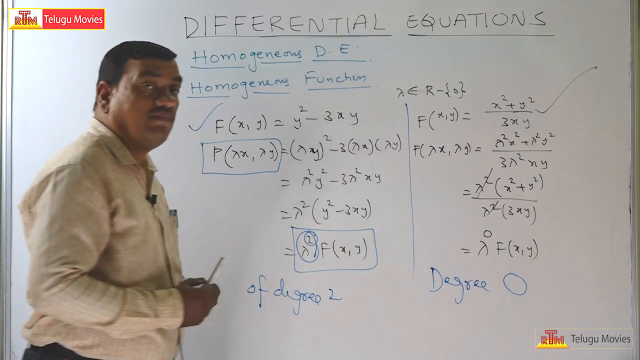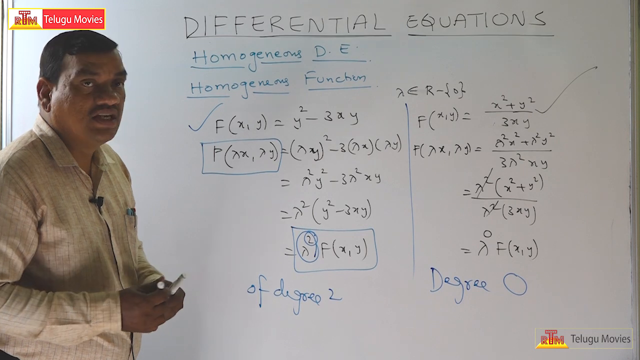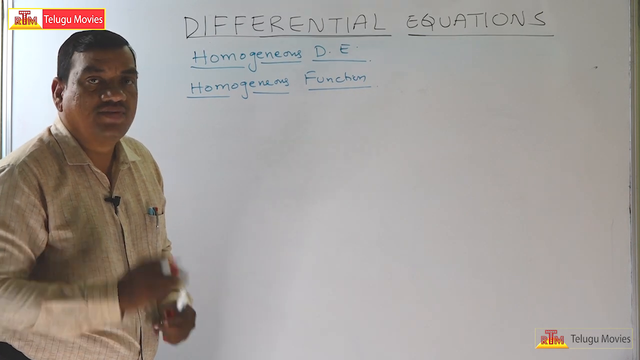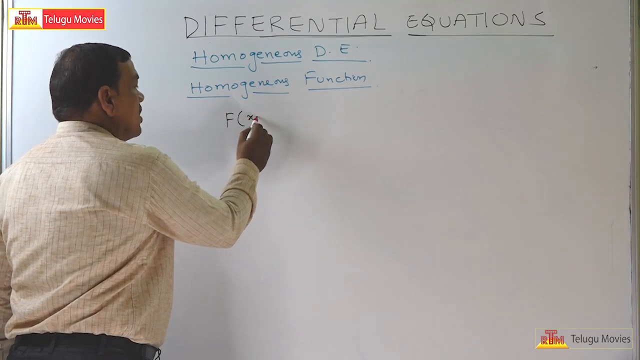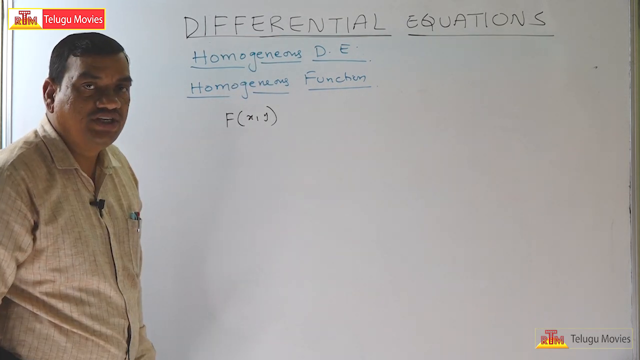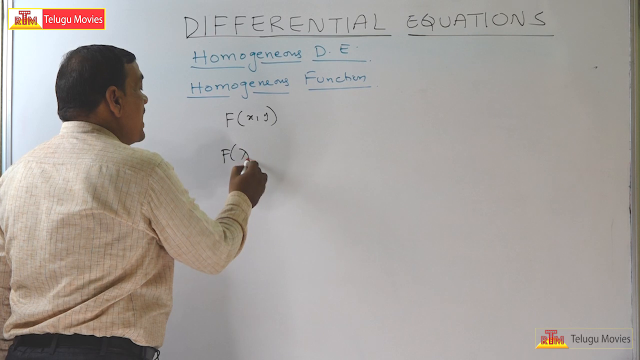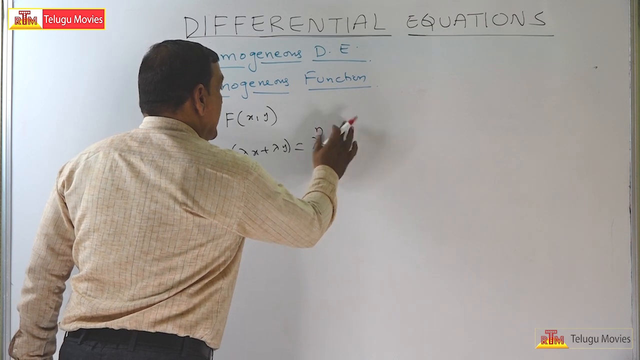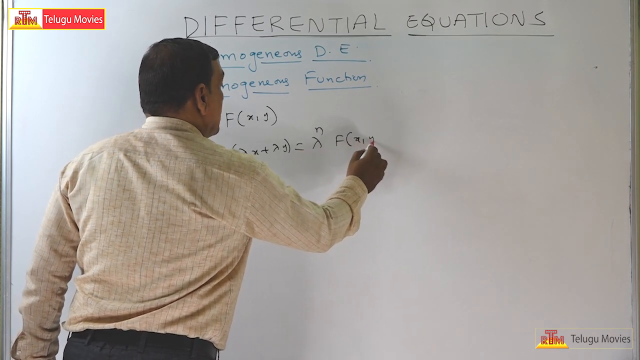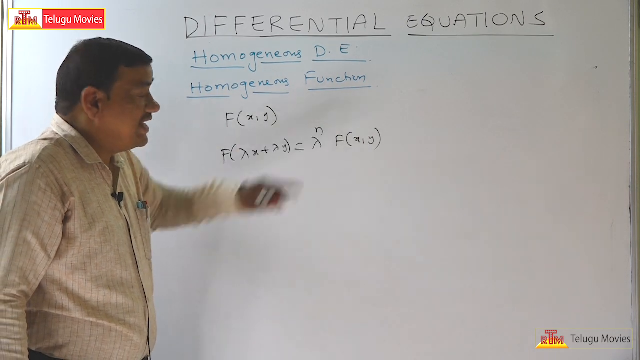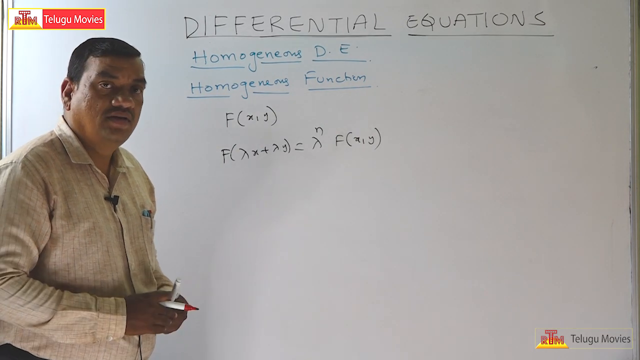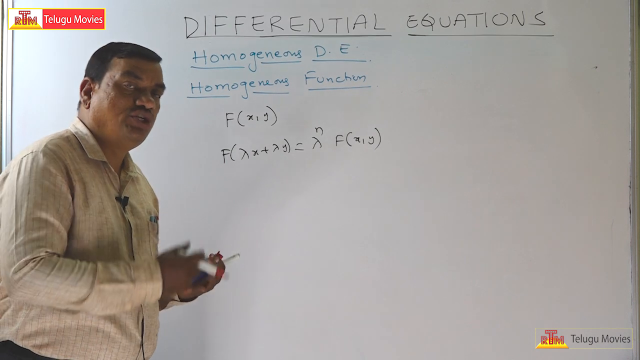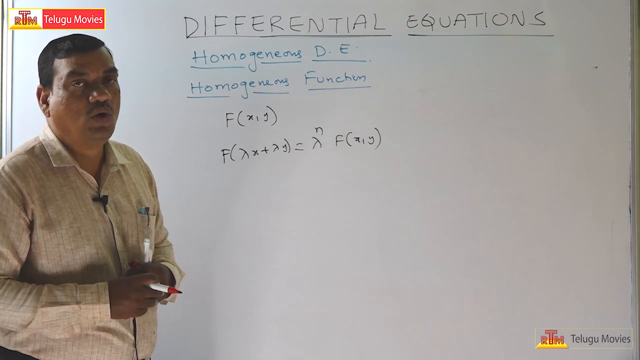From this I can say the definition. Let me write down the definition of a homogeneous function. A function f of x comma y is said to be a homogeneous function if f of lambda x, lambda y is equal to lambda to the power of n into F of x comma y. This n, whatever it may be, is called the degree. It may be 0 or 1 or 2 or 3 or whatever. Okay now, right.